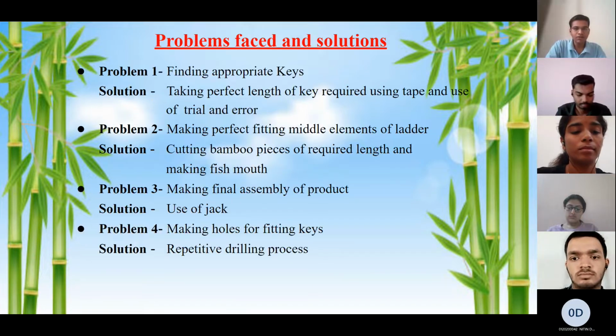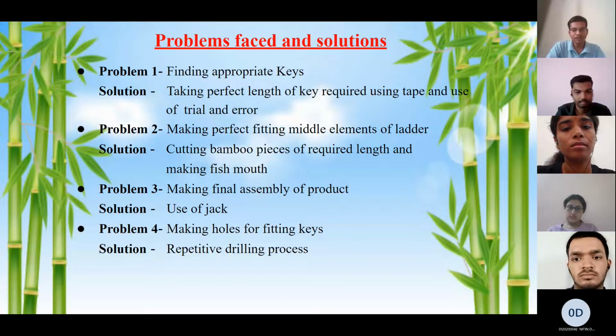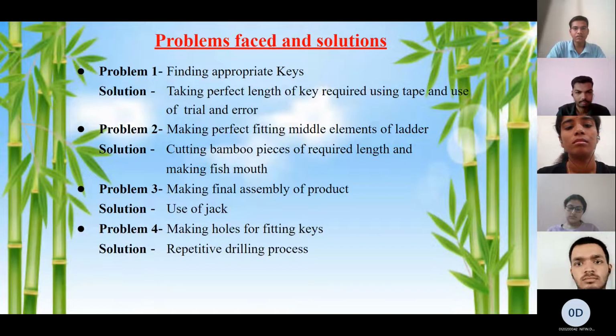Next, we will see the problems faced and solutions. Problem one is finding appropriate keys. It is hard to find appropriate keys to fit in the bamboo. By taking the appropriate length of the key required using the measuring tape, and by using the trial and error method, we can find the appropriate key which fixes into the bamboo.